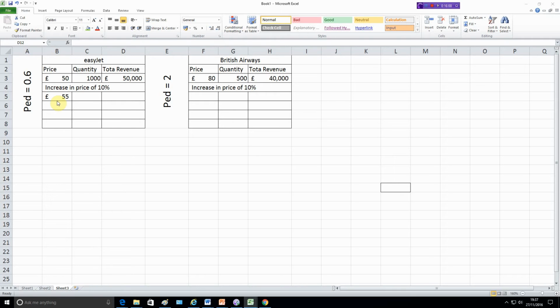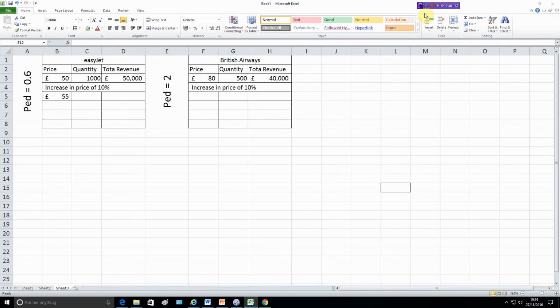So if EasyJet has increased the price by 10%, which is £5, the quantity demanded will fall. We know that when the price goes up, QD falls. But should it be more than 10% or less than 10%? It's an inelastic curve, isn't it? It should be less than 10%. And to calculate that, it'll be 6%, isn't it? Are you getting this?